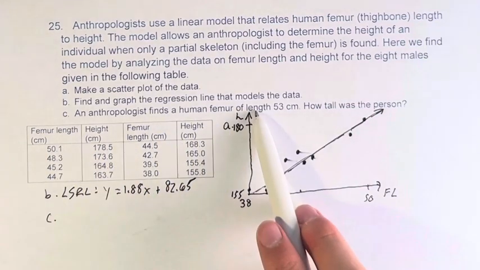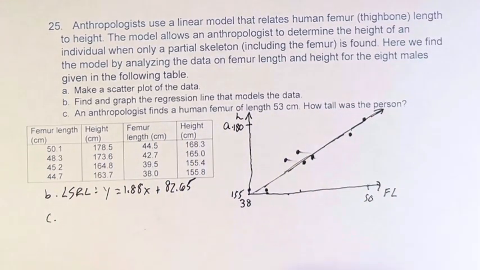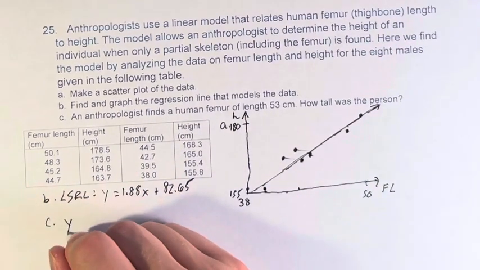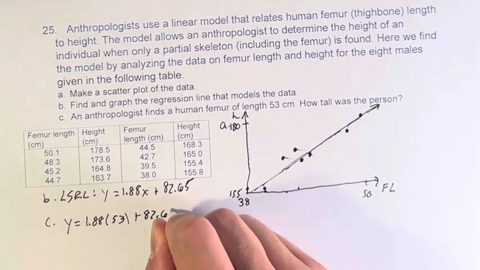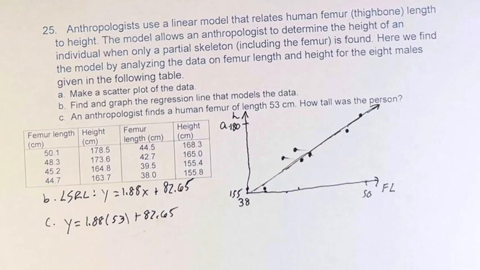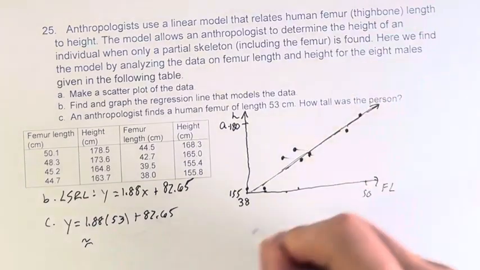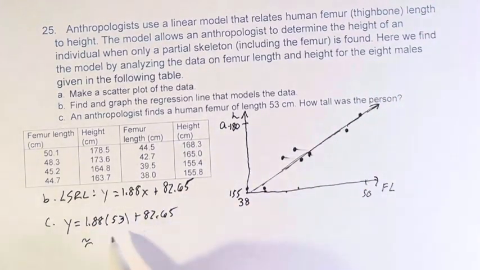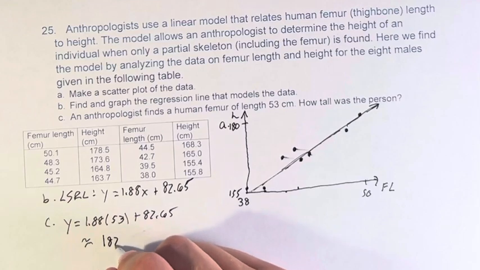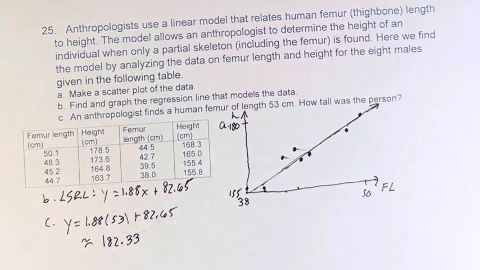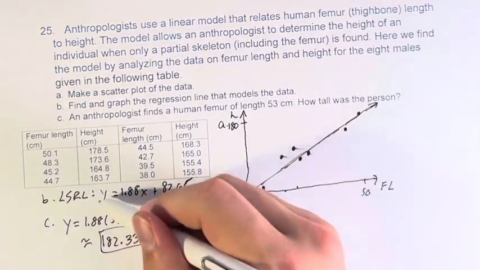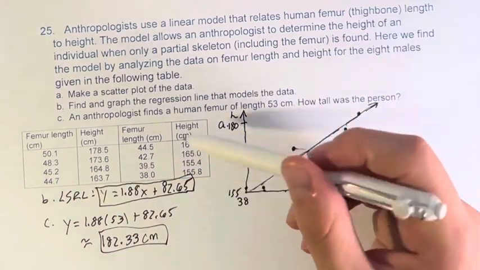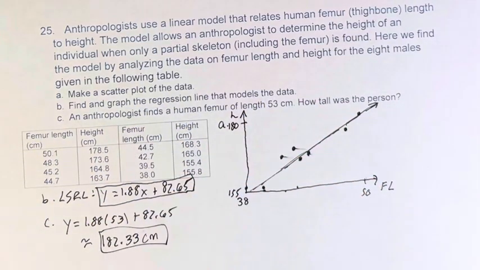An anthropologist finds a human femur length of 53 centimeters. How tall was the person? Well, based off of our model, we would expect y equals 1.88 times 53 plus 82.65 would be the expected, right? Not the actual, but the expected height of the person. So I don't love the way this is phrased, but the expected height by doing this calculation is roughly 182.33 centimeters tall for someone with a femur length of 53 based off of this line, which is attempting to model this relationship between femur length and height in humans.